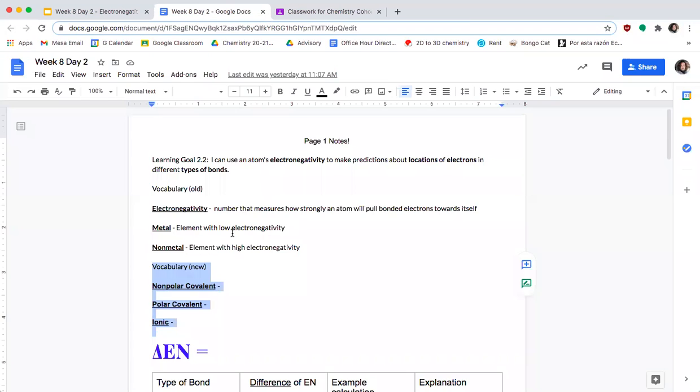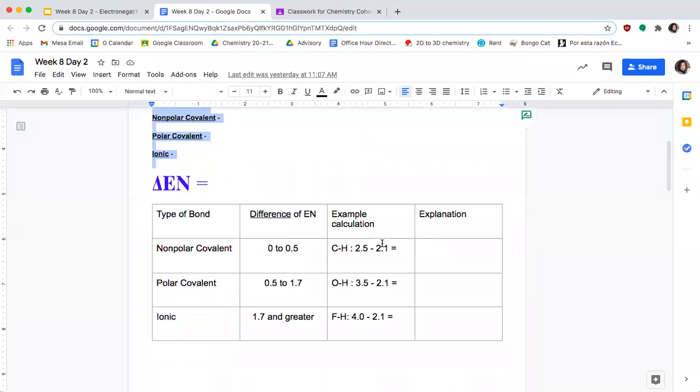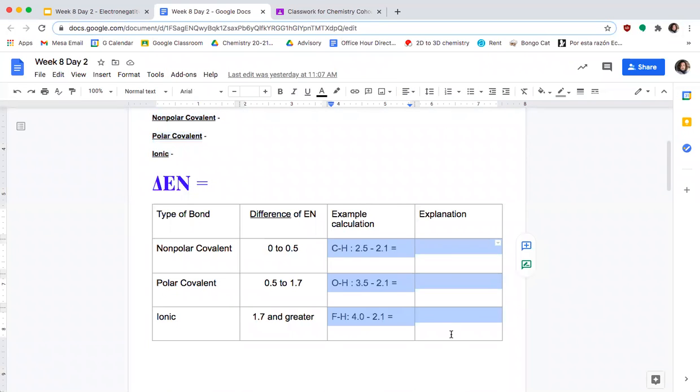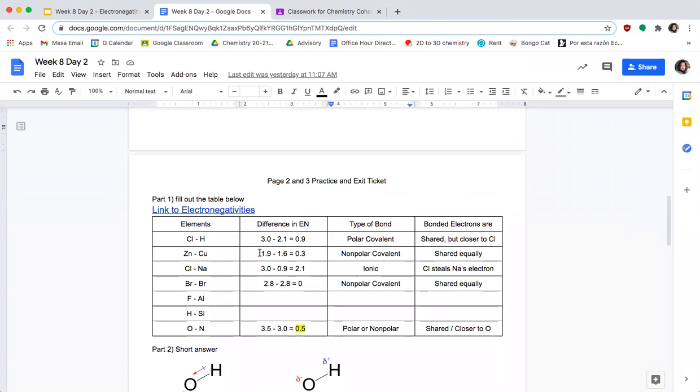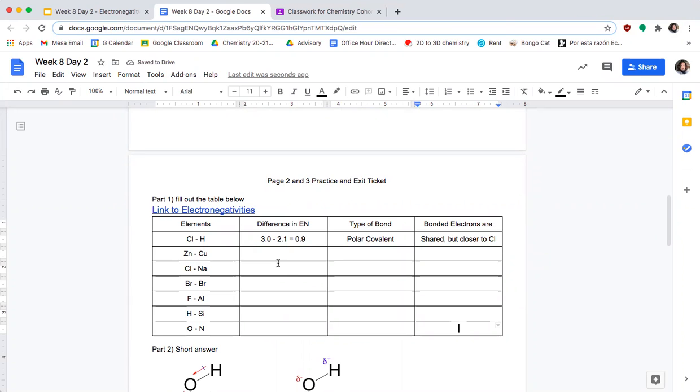There's some independent practice built into this, so you can fill out your notes here. You can go back in the video and fill out the calculations and explanations. Let me erase these now. Well, you got those if you got those. So, some example answers here. You want to practice calculating the difference, telling me the type of bond, and telling me the bonded electrons. Are they shared but closer to one atom? Are they shared equally, or is it ionic bonding? Is the electron being stolen?